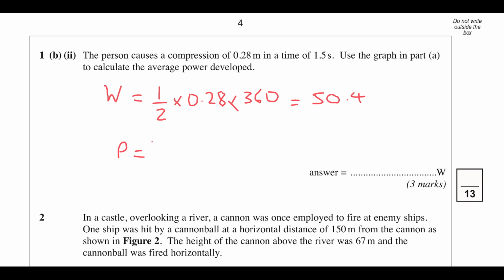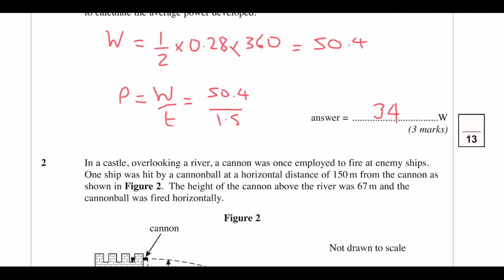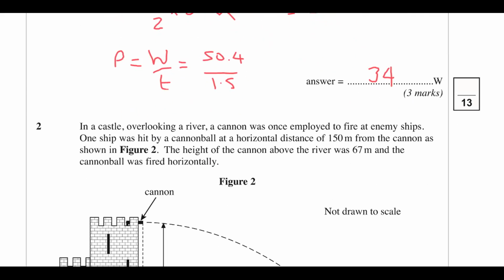Power is the rate at which work is done, so the average power would just be your work divided by the time at which it happened, so 50.4 divided by 1.5, giving us a value of 33.6, so that's going to be 34 watts to 2 SF, which would be appropriate. Alright, so that finishes the materials and a little bit of energy.